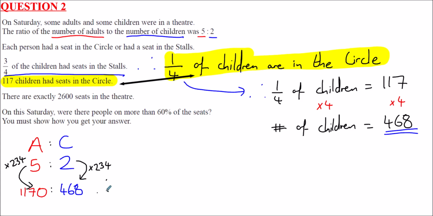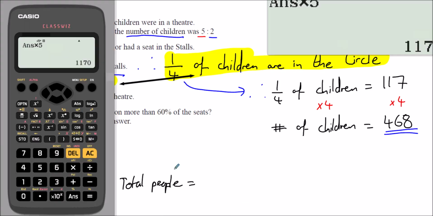So therefore, the total number of people must be these two values added together. So 1170 plus 468 gives us 1638.